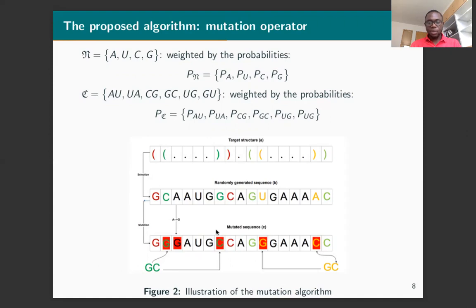So here is an example illustrated in the picture, where in the middle we have a sequence that we want to mutate. We first start by selecting a random position that will be mutated, and then pick a nucleotide that will replace this random unpaired position based on the probability distribution Pn. The same thing can also be done for a base pair position, by picking a canonical base pair and mutating simultaneously the two corresponding base pair positions.